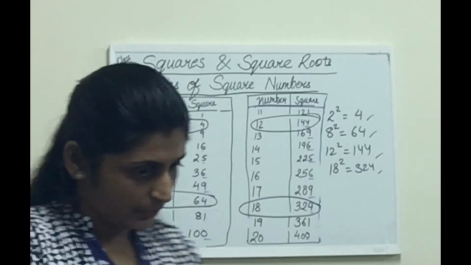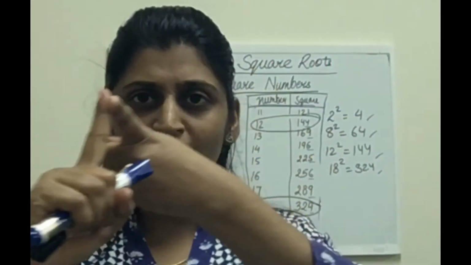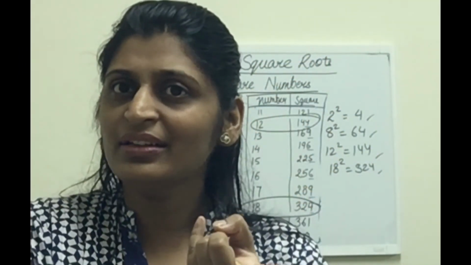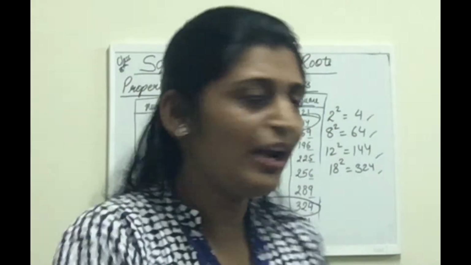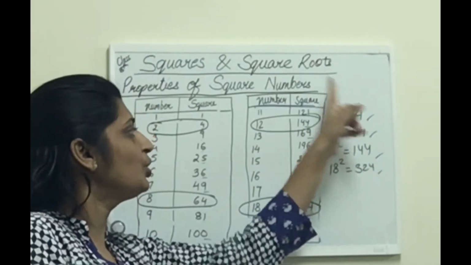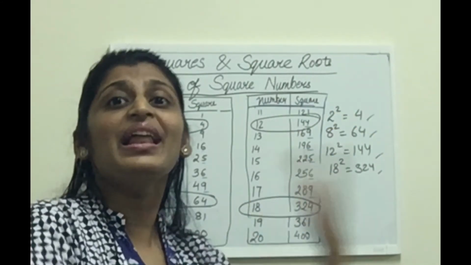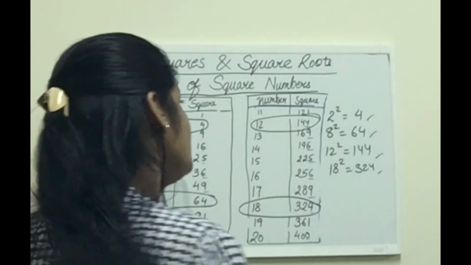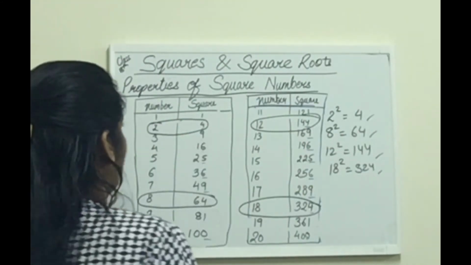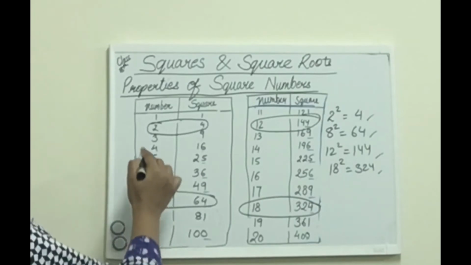Okay, repeat it again. The square of the numbers ending with 1 and 9 ends with 1. The square of the numbers ending with 2 or 8 will end with 4. Okay? See, there are many more. Relate them. You can see this now.